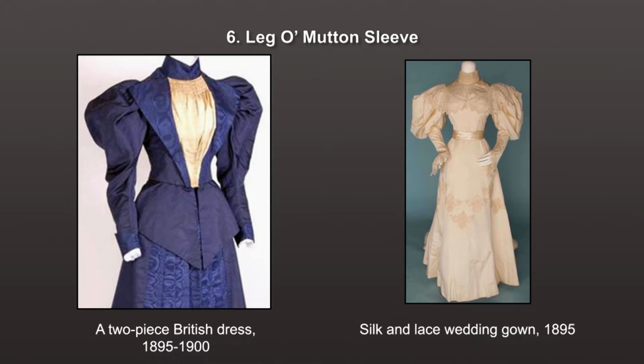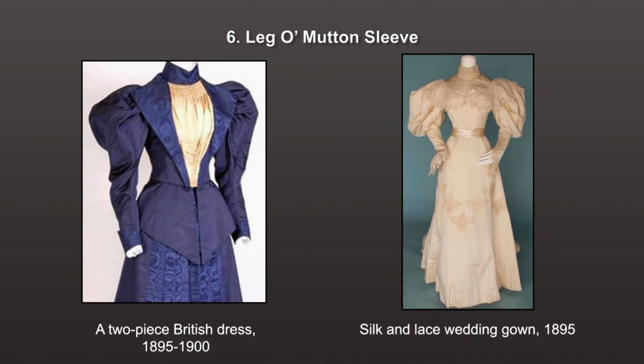This blue two-piece dress from Great Britain again dates back to 1895 to 1900s. On the right, we can see the usage of a leg of mutton sleeve in an ancient wedding gown made out of silk and lace.